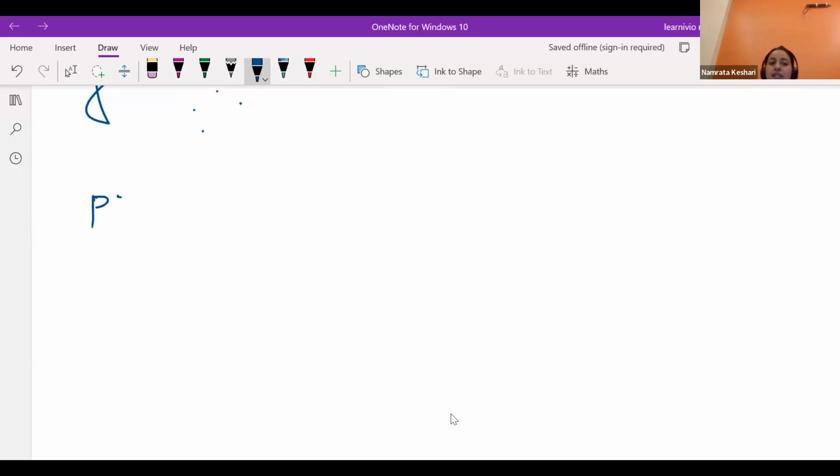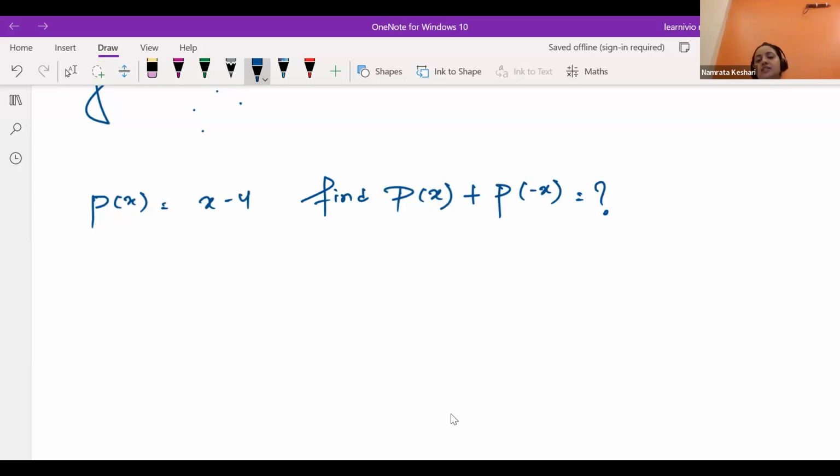If I give you P(x) equals x minus 4, you have to find P(x) plus P(minus x). Please find it and tell me what you are getting. It can be in terms of x, it can be without x, doesn't matter. Whatever you are getting, let me know.